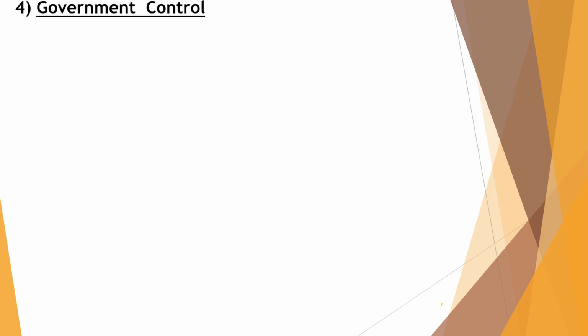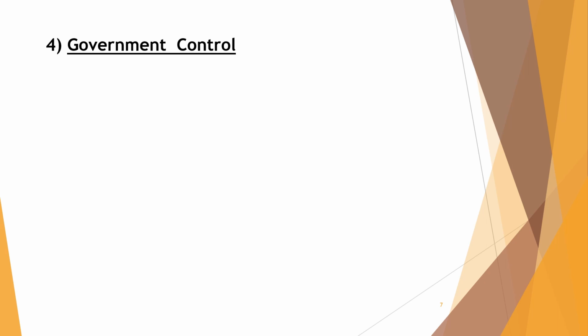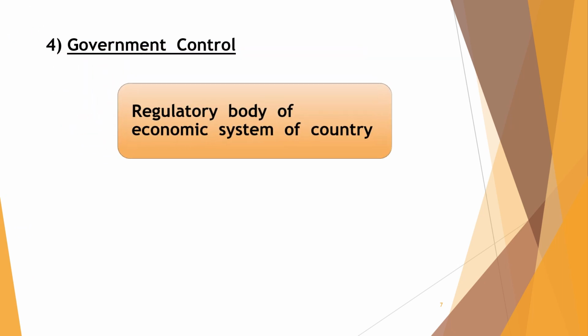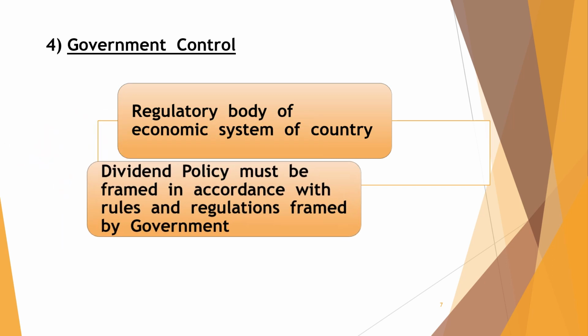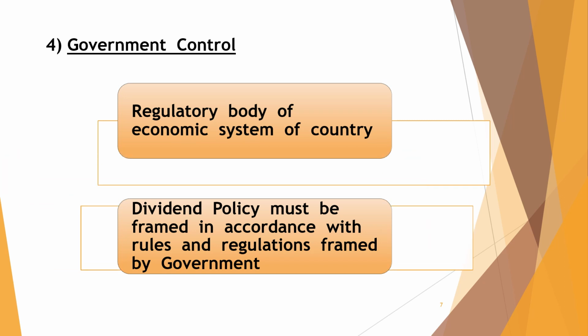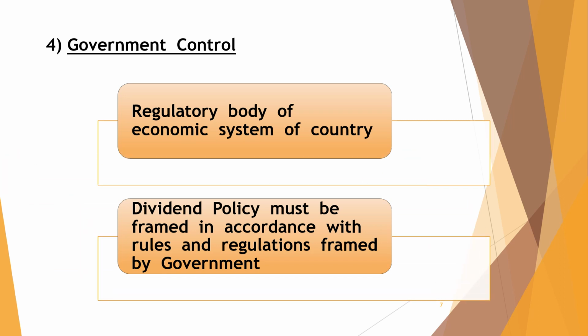Let us now move towards the last and the fourth determinant of retained earnings, which is government control. Government is that regulatory body of the economic system of the country which decides the rules and regulations relating to the functioning of joint stock companies. The dividend policy not only depends upon the management or the board of directors, but this board of directors has to frame the dividend policy according to the rules and regulations framed by the government. So government keeps complete control on the functioning of the joint stock company, and that is why the amount of retained earnings also depends upon the government policies, rules and regulations.